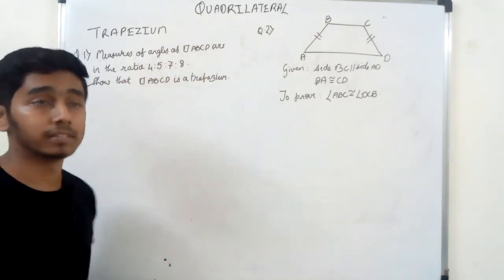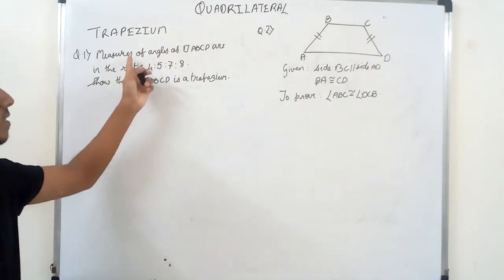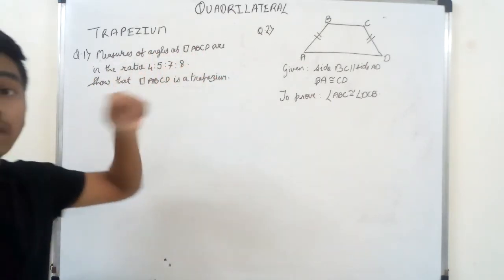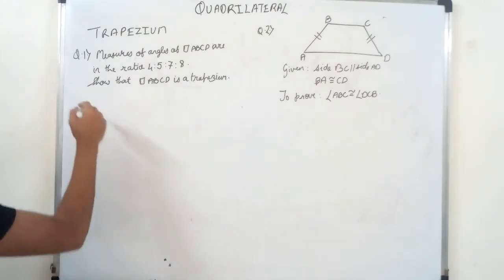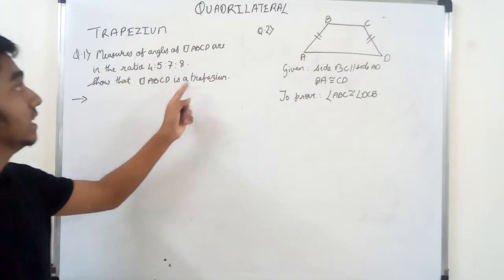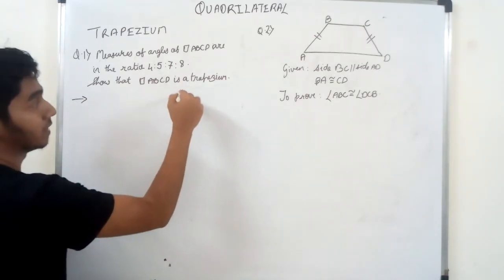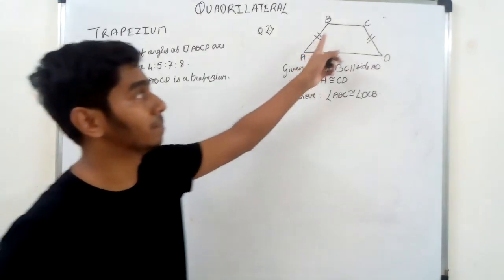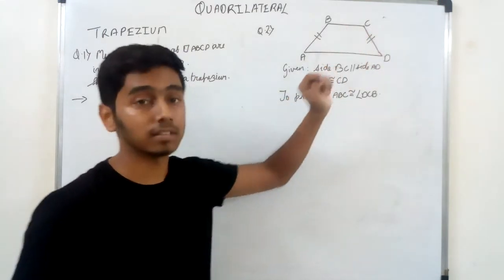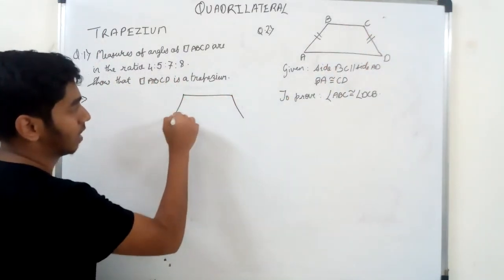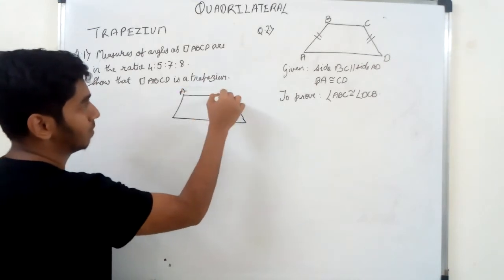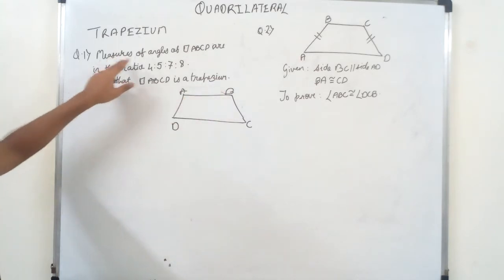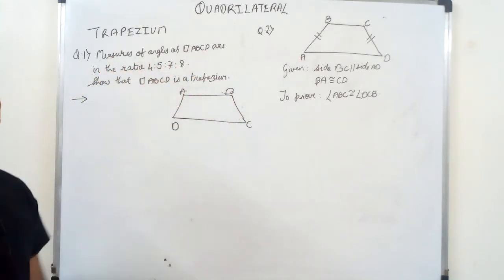So let's see some questions. The first one says that the measures of angles of a quadrilateral ABCD are in the ratio 4, 5, 7 and 8. Show that ABCD is a trapezium. So if you consider this same trapezium, let's draw it first. So A, B, C and D. So these are there, and the angles are in the ratio 4, 5, 7 and 8.